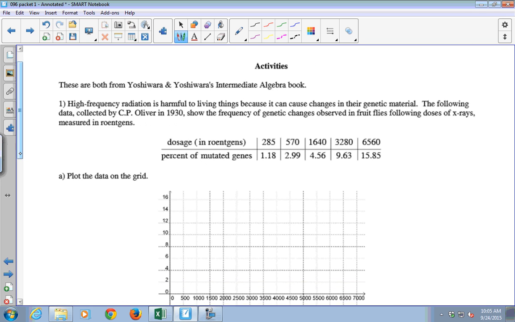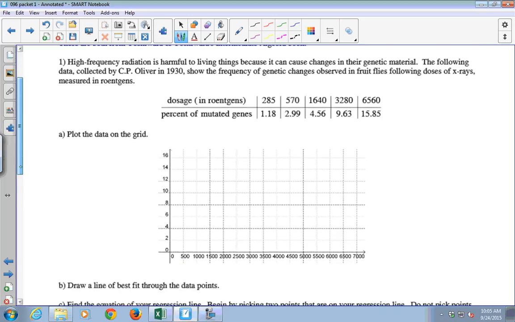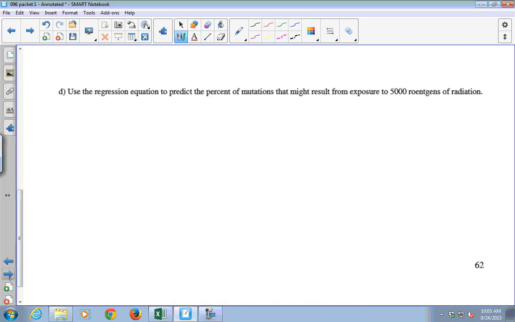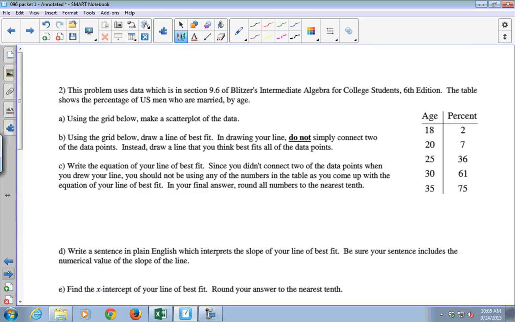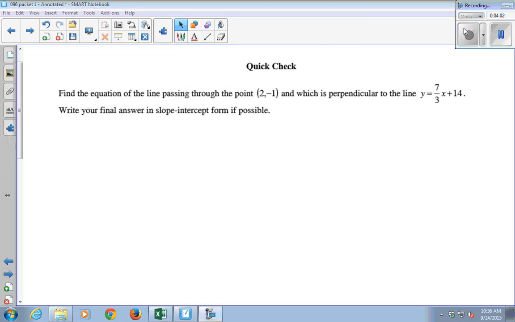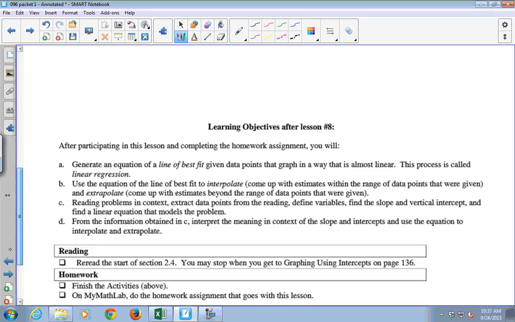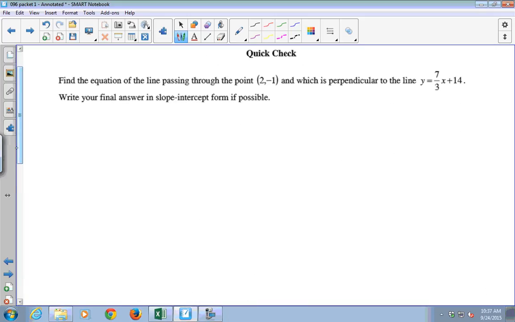All right, and so we started these activities last class, and I think most people had gotten through maybe number 1-ish. So I'm going to have you pick up wherever you left off in these activities. I'm going to direct your attention to the quick check. Everybody freeze for a minute. Turn to page 66, the quick check. I'm going to have you work on this for a minute or 2 before we start the next lesson.